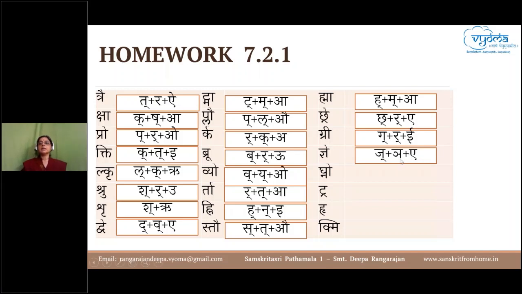Here again, the slanting line below is missing. I have to correct that as well, so please make a note of it. Ghakara, Nakara plus Okara. Next is Tr. Takara, Repha and Akara. Correct.